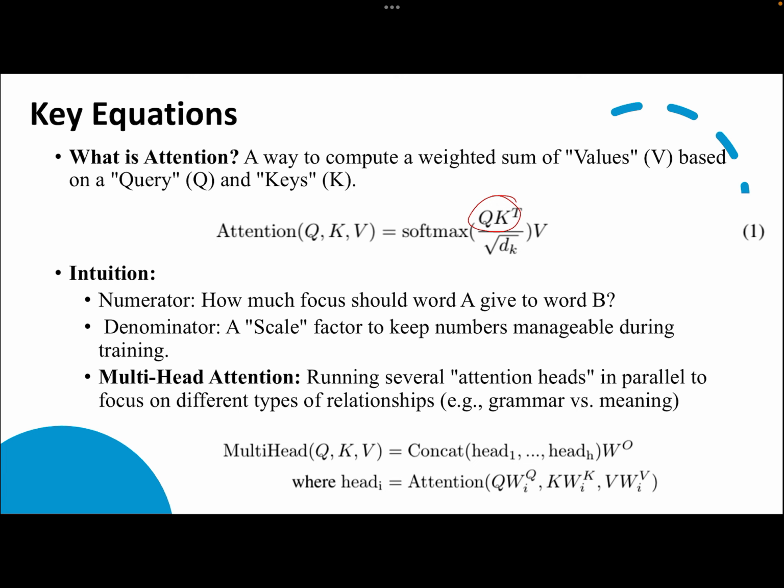So although the equation looks complex, the model learns what to focus on and how much attention to give. So we can see the equation here. The numerator term, as we have seen here, represents how much focus a word A should give to another word B. And the denominator term, root d_k, is just a scale factor to keep numbers manageable during training.